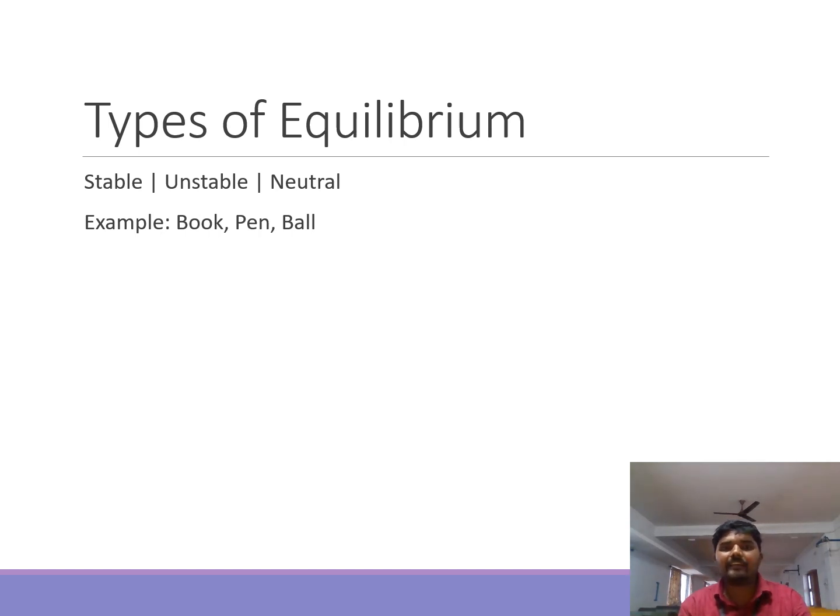Stable is, for example, a book. A book placed on the top of a table is stable. Then unstable is like a ball. A ball on the top of a table is not at rest; it keeps moving to both sides. That is unstable.